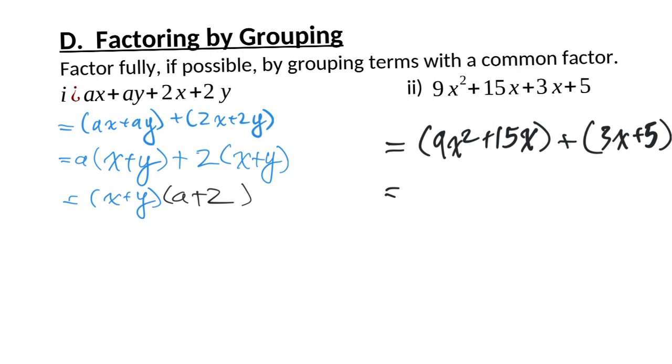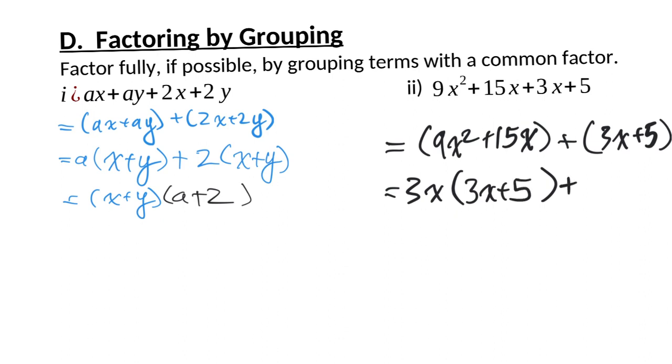They're numbers, right? But what is the common factor for 9 and 15? 3. So we pull that out, so we get 3x, right? And what's left over? 3x plus 5. Excellent. So now, here's the question.